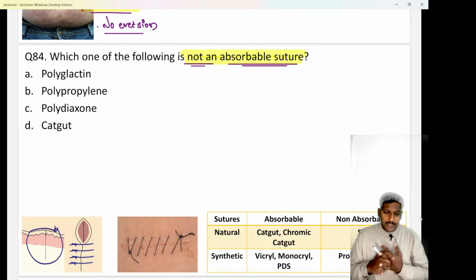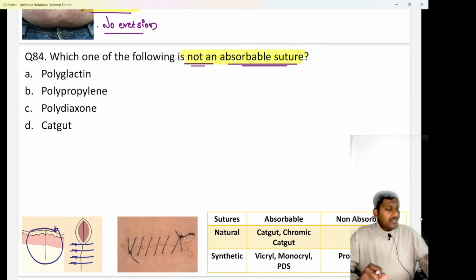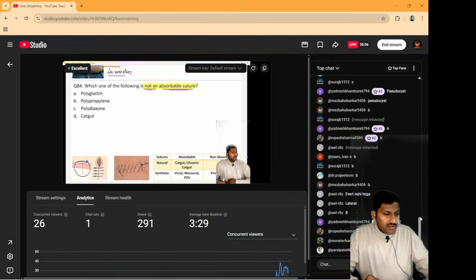Option A is polyglactin. Option B is polypropylene. Option C is polydiaxone, which is also called PDS. And option D is catgut. So I hope all of you are quite aware about this condition. If they ask you which is the non-absorbable suture, very good, all of you are right.